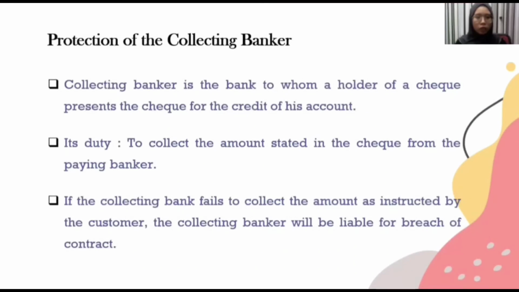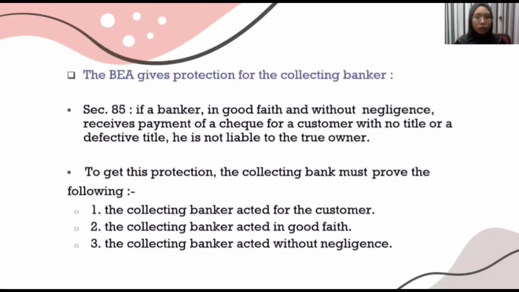Now, we will take a look at protection of the collecting banker. The collecting banker is the bank to whom a holder of a check presents the check for the credit of his account. Its duty is to collect the amount stated in the check from the paying banker. If the collecting bank fails to collect the amount as instructed by the customer, the collecting banker will be liable for breach of contract. The BEA gives protection for the collecting banker in Section 85. If a banker in good faith and without negligence receives payment of a check for a customer with no title or a defective title, he is not liable to the true owner.